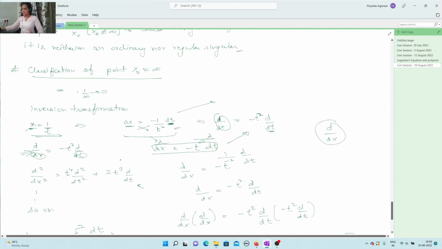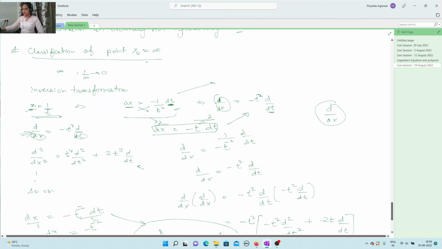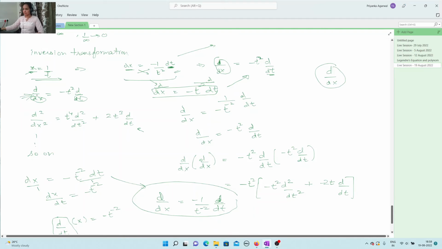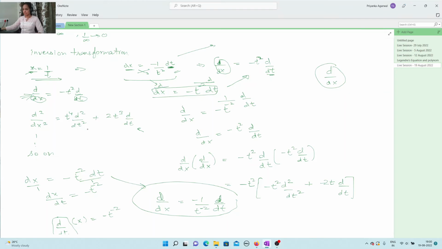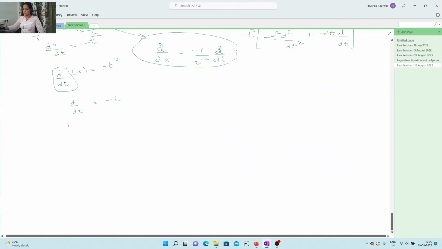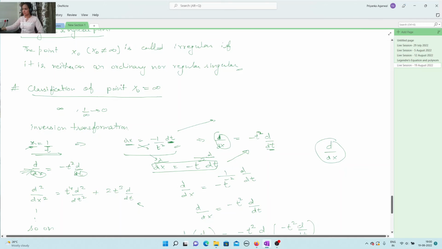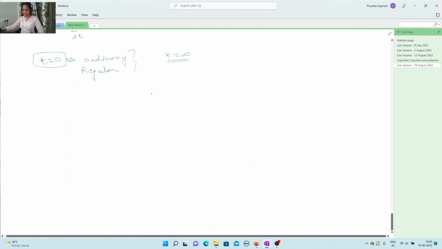So basically, the idea to classify any point at x not equal to infinity is, since we can't work with infinity, we invert it and we work with 0. So we do inverse transformation here, and then we convert everything from d by dx to d by dt. Once this transformation is done, you will get some differential equation, and then classify for t equals 0. You check whether the point is ordinary or regular singular or irregular singular, and t equals 0 would correspond to x equals infinity. So that's how you classify any point at x not equal to infinity. Is it clear?